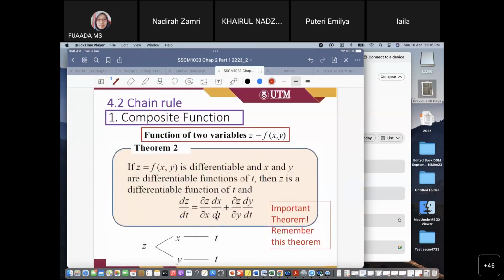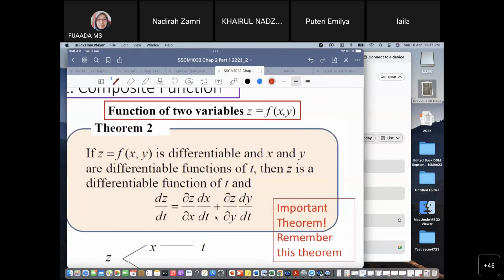Okay, ni contoh yang paling mudah. Because we are talking about, you are learning about two variable function, so we have a two variable function now. And then each of we know that inside the Z there are X and Y, but inside the X and Y, each of them there is T. And then the X and the Y is defined separately.